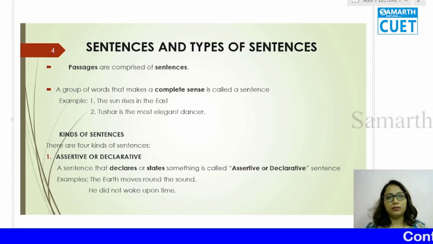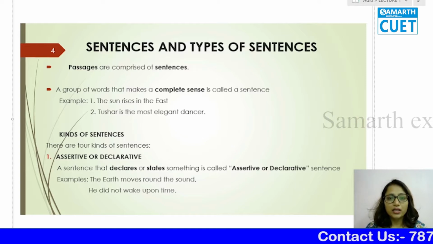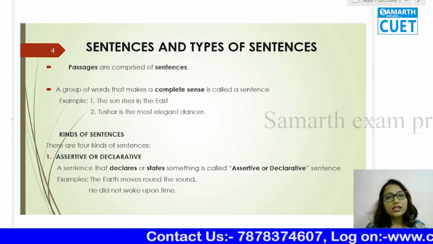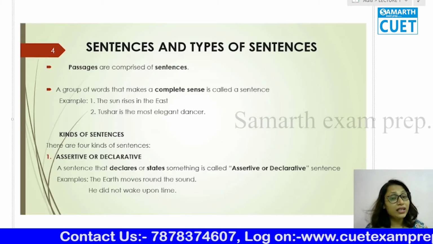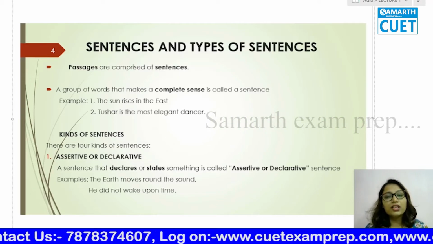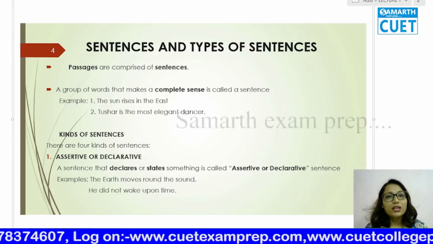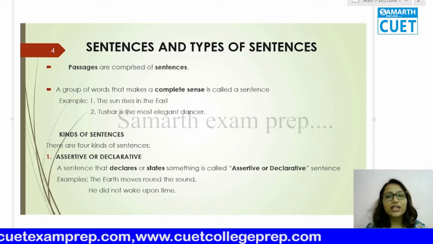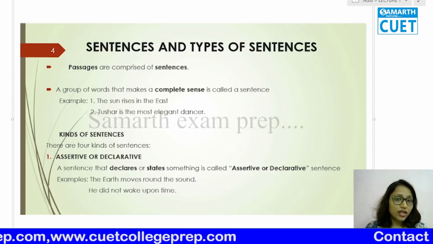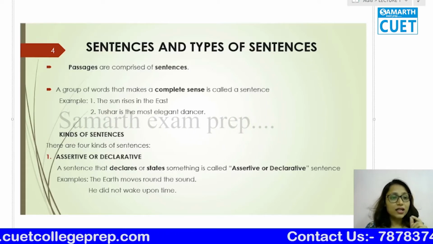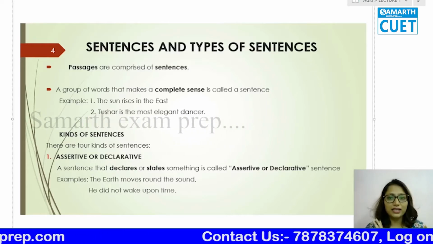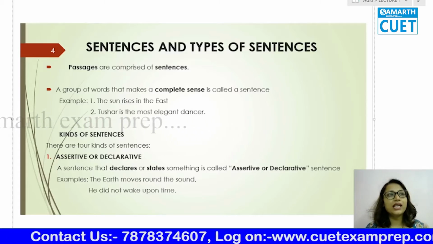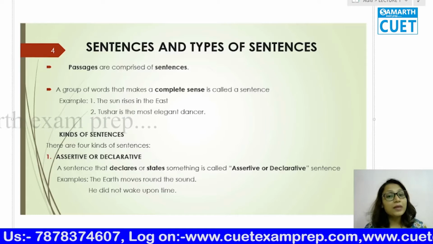Beautiful girl, what exactly does it mean? Sundar ladki. But beautiful girl is making some sense, but is not making any complete sense. You can further question me, what about the beautiful girl? What is it? What happened? What are you trying to say? So what I'm trying to say here is, a sentence is a group of words that makes a complete sense. That means, if I say a beautiful girl is dancing on the stage, now that makes a complete sentence.